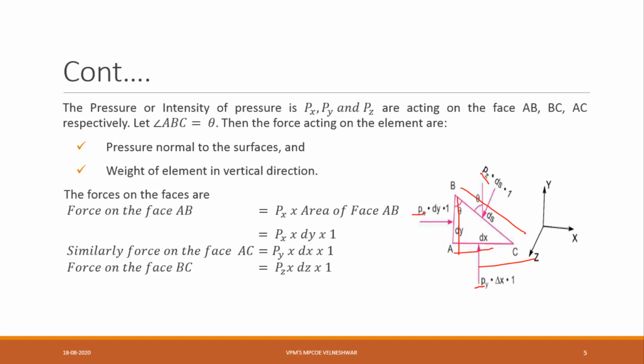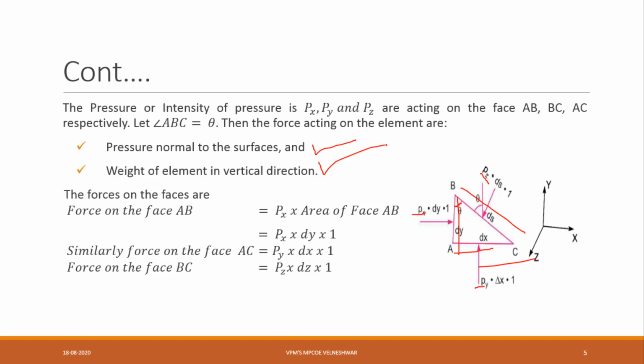One is the weight of the element in the vertical direction and another one is the pressure normal to the surface. Let us take angle ABC equal to theta, where theta is exactly near B. Then the forces acting on the element are the pressure normal to the surface and the weight of the element, which acts in the vertical direction.